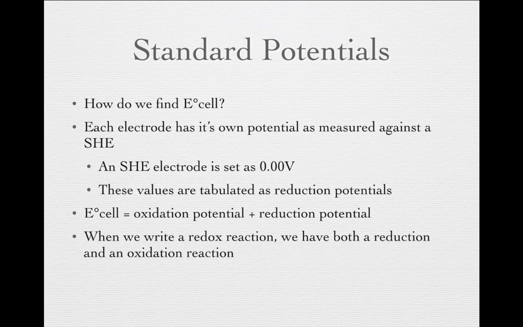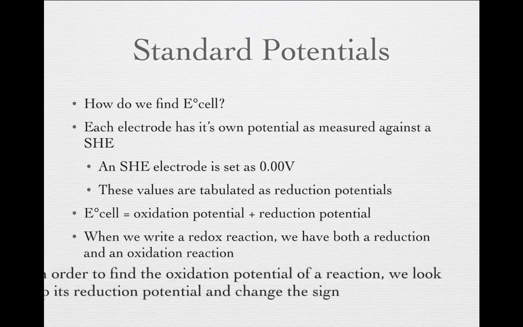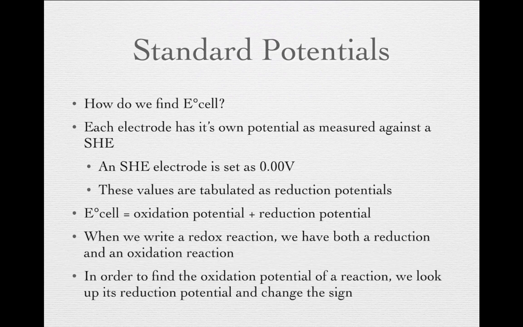Now we just mentioned that all of our values are tabulated as reduction potentials, but we can still find the oxidation potential of a reaction. We just look up that reaction's reduction potential and reduction reaction, and the oxidation reaction would just be that reduction reaction written in reverse. And since we write it in reverse, we would just change the sign of the reduction potential, and that would give us the oxidation potential.